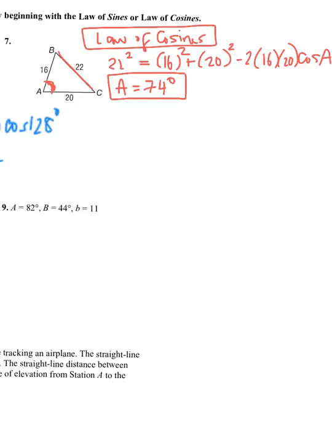Now with that, I can go to the law of sines to solve for either of the other two angles. So I'll do sine of 74 degrees over 22 is equal to the sine of, let's do C over 16. All right, we'll cross multiply.